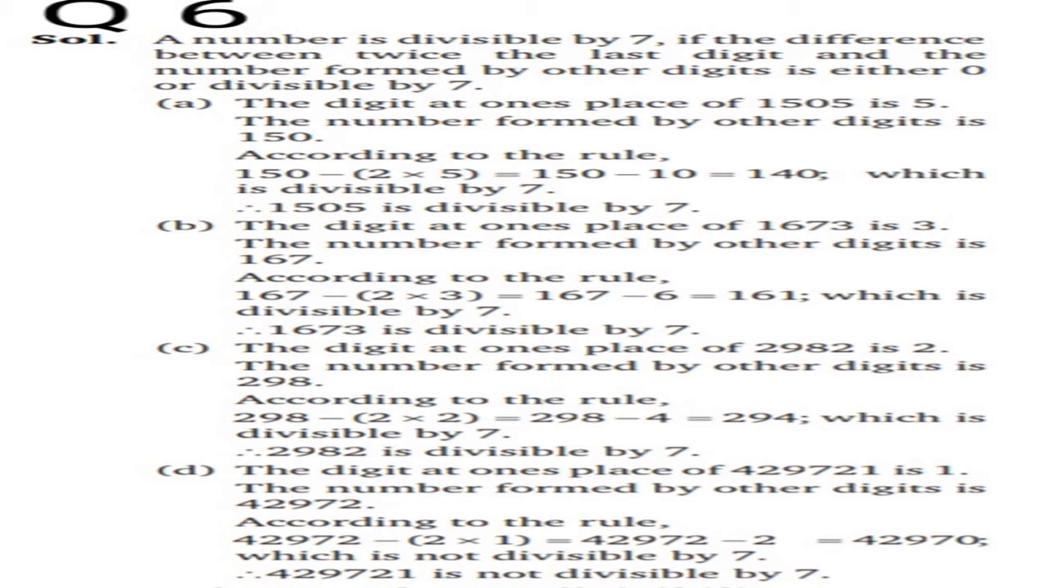Now B part, number is 1673. The digit at one's place of this number is 3. The number formed by other digits is 167. According to the rule, 167 minus 2 multiply 3. So 167 minus 6 equal to 161, which is divisible by 7. So therefore this number is also divisible by 7. So बाकी के C and D part आप follow करेंगे.